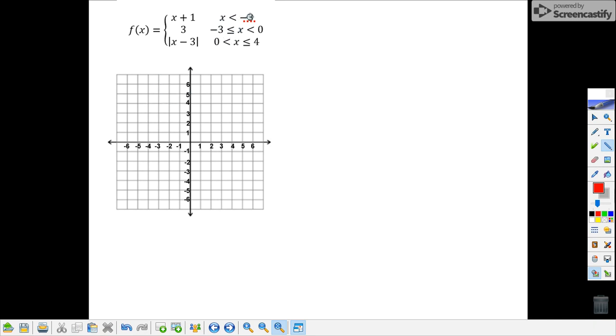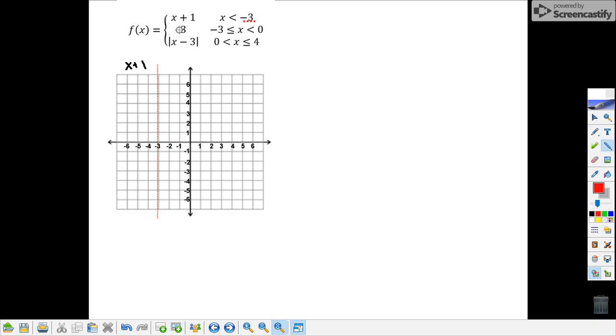So this one says x is less than -3, so I'm going to go to -3 on the x-axis, put a light dotted line. In fact, that's way too heavy, so I'm going to make it even lighter so you can barely see it. There it is. Okay, well, that tells me that x plus 1 needs to be in this little section. It needs to be less than -3. So we'll be graphing x plus 1 over here.